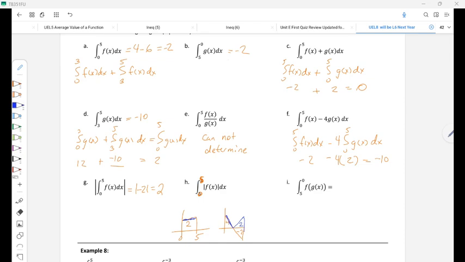So you cannot do it. Without more information, I cannot do letter H. If I had the function itself, maybe now there's something I can do, but right now I'm at a cannot determine.